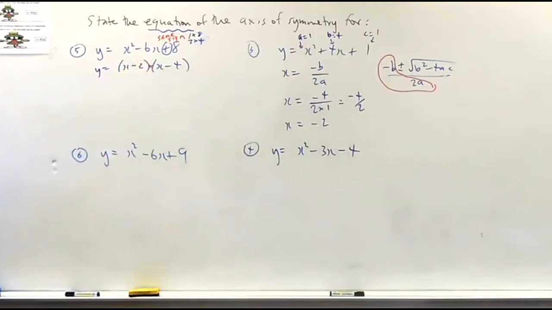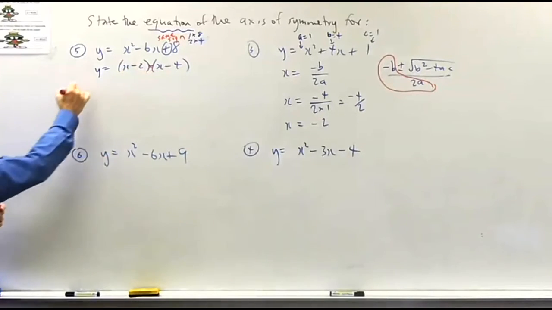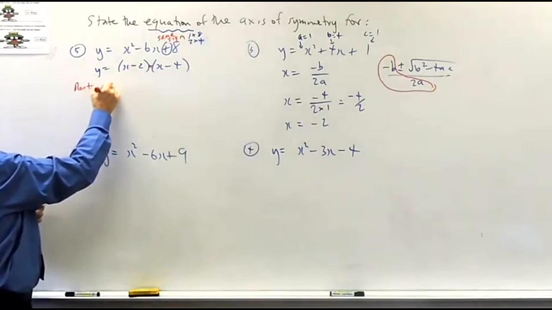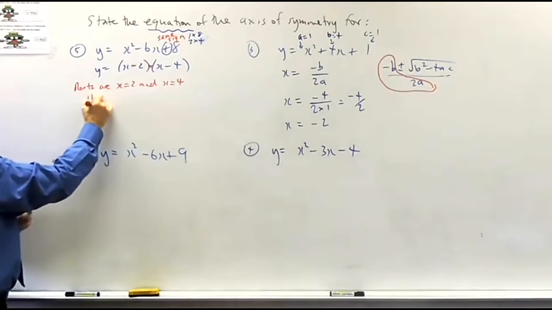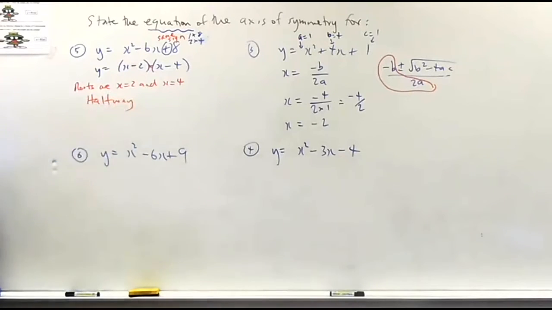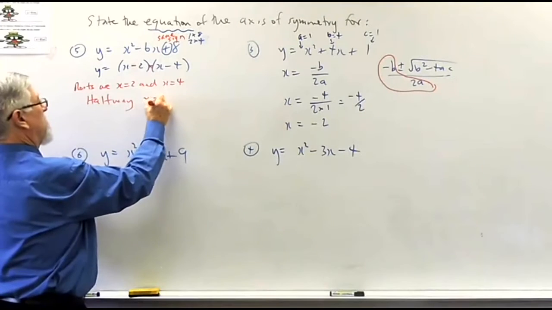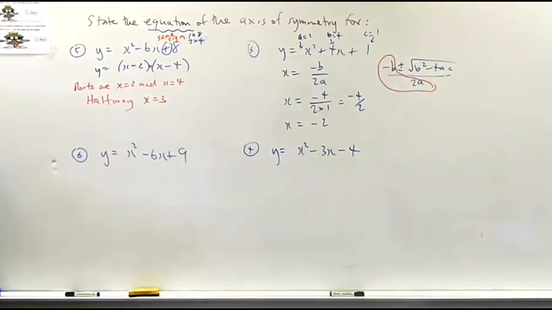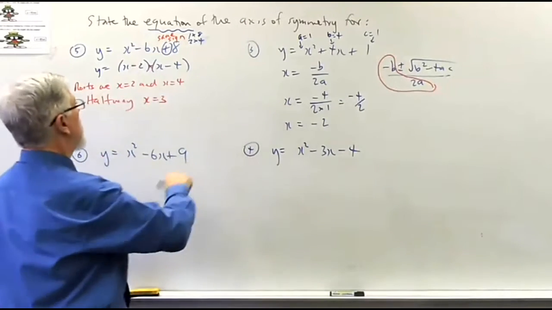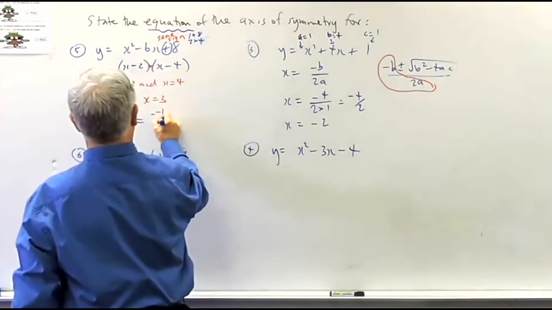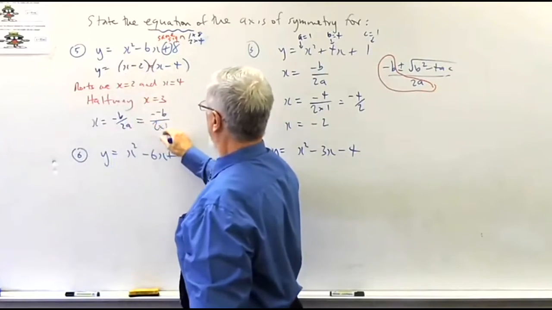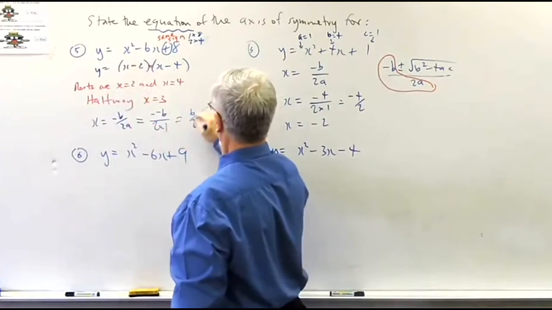What will I do then? I could say the roots are x equals 2 and x equals 4. Where's halfway between them? Halfway between 2 and 4 is the same one I was talking about over there, which is just a fluke. x equals 3. Now, why would people do that when they could have just gone x equals minus b on 2a, and minus minus 6 on 2 times 1, which is 6 on 2, which is just 3.